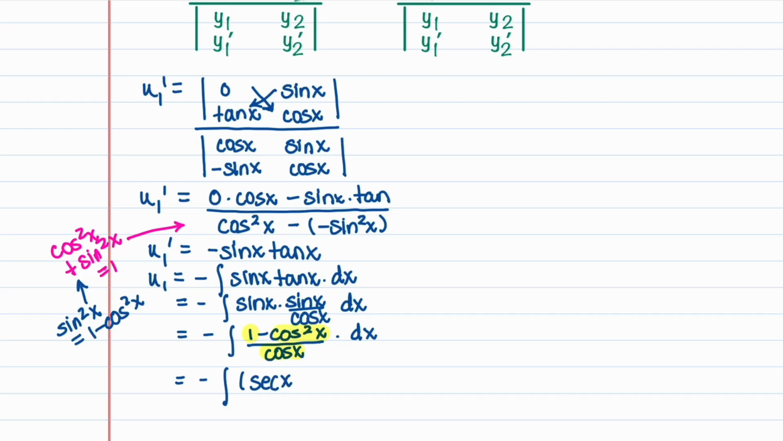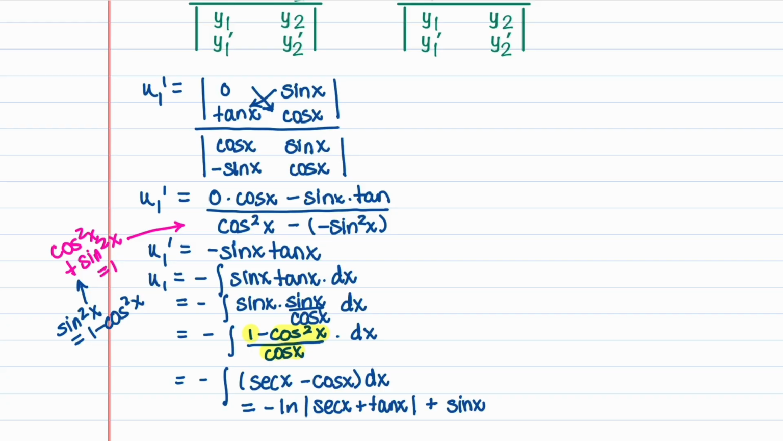And then cosine squared over cosine is cosine. So we have minus cosine x dx. And that gives us the answer: minus the integral of secant, which is the natural log absolute value of secant x plus tangent x, minus a negative, so we have a plus the integral of cosine, which is sine x.